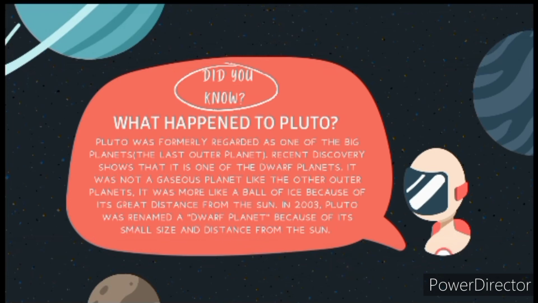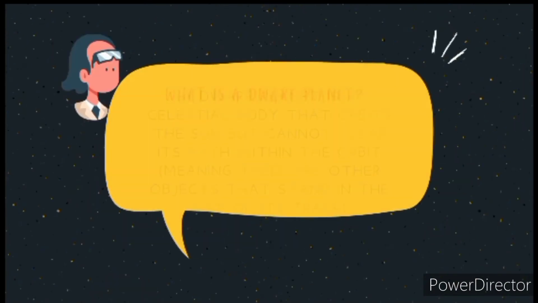That means a smaller planet, because of its small size and because of its distance from the sun. It's very far from the sun and it is very small. So that's why Pluto is no longer among the big planets. Because of that, we now have 8 planets instead of 9 planets.